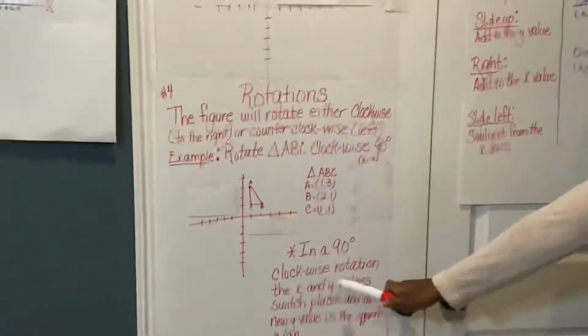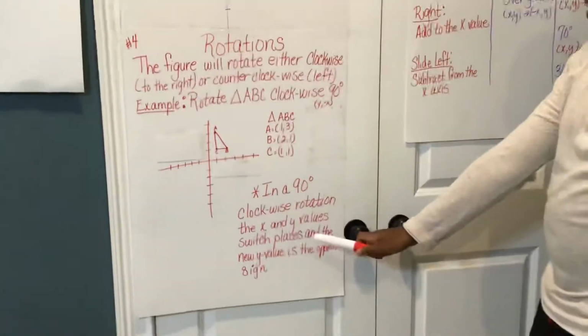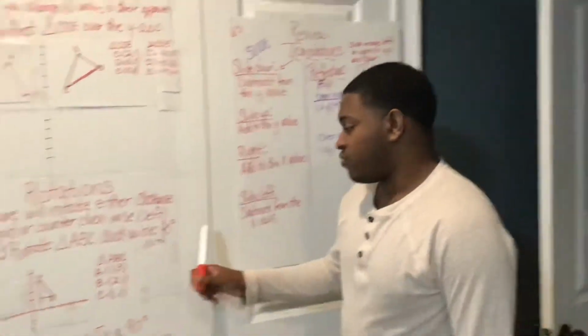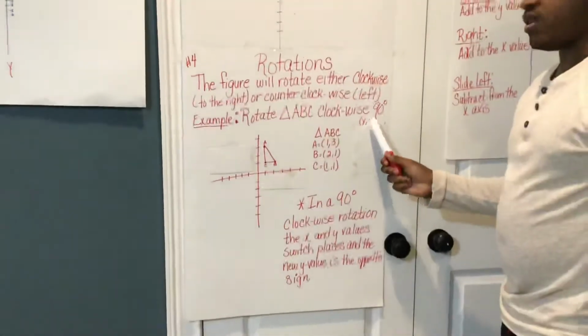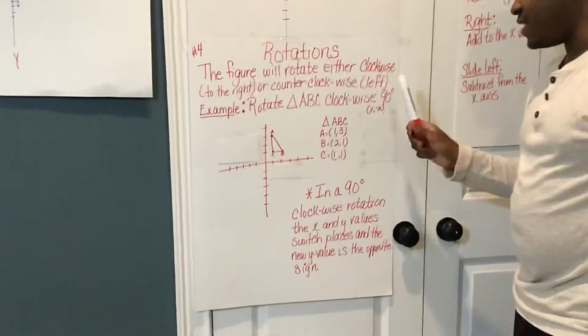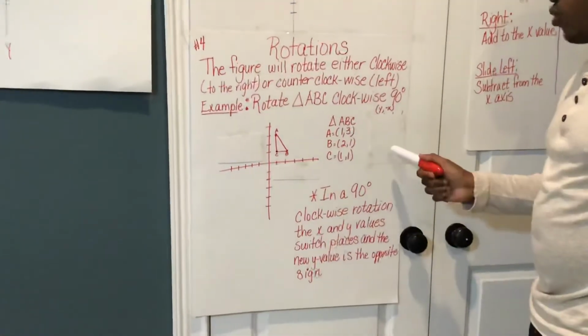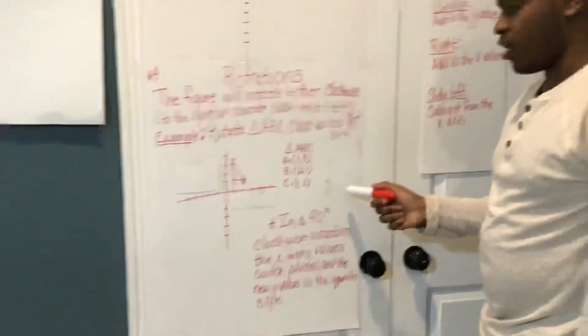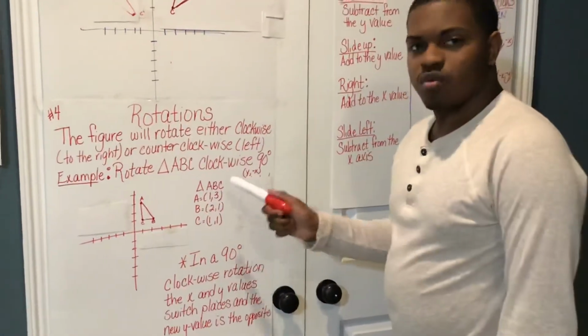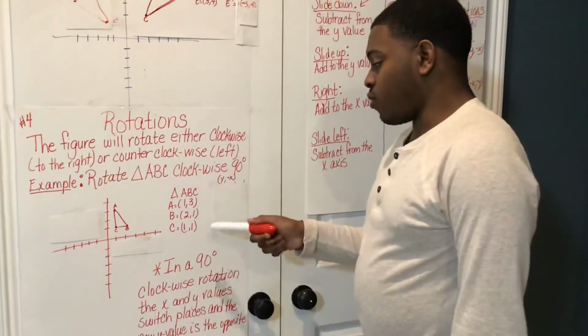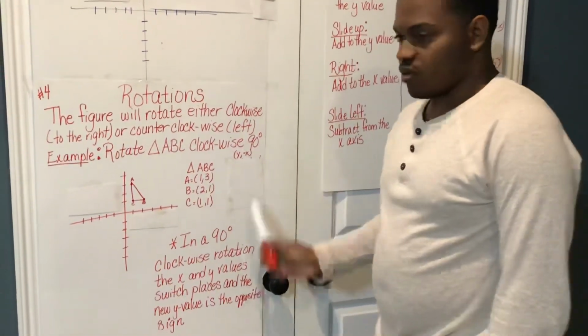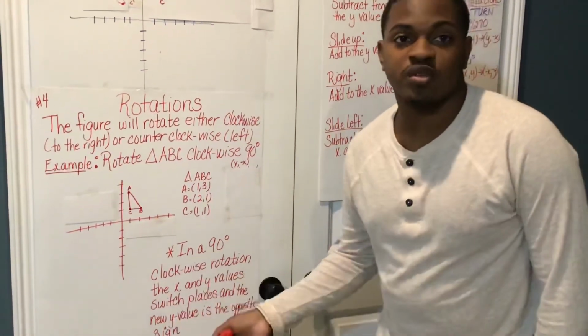In a 90-degree angle clockwise rotation, the X and Y values switch places, and the new Y value is the opposite sign. Now, focus on this, which means the ordered pair is going to be opposite. It's easy to confuse. So the Y value is going to be the new X value, and the X value is going to be the new Y value. Long story short, the numbers will be swapped.